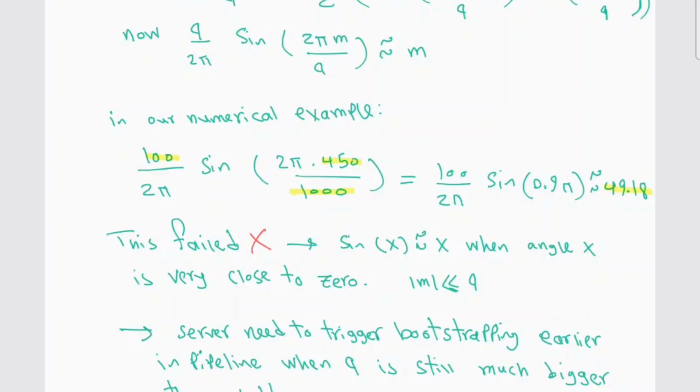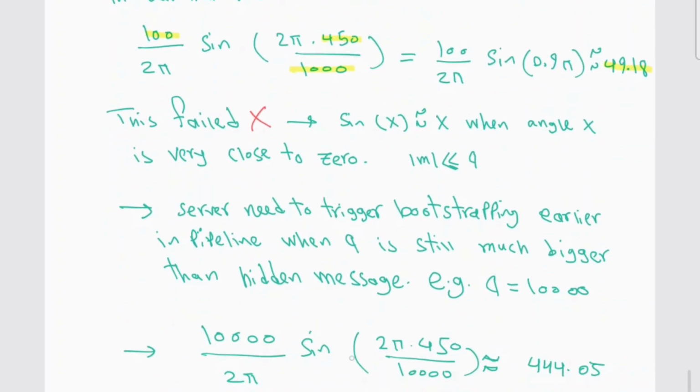So we shouldn't wait until q is equal to 1000. Instead, for example, we can do all this calculation when q is equal to 10,000. Because 10,000 is much bigger than 450, but 450 is not much smaller than 1000. So if we use q equal to 10,000 this time, the result is going to be 444.05. Perfect. This is very close to 450.